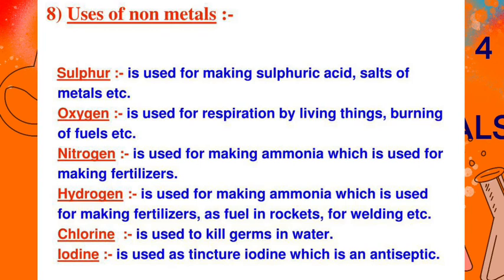Now some uses of non-metals. Sulfur is used for making sulfuric acid. Oxygen is used for respiration in all living beings. Nitrogen is used for making ammonia, used in fertilizers. Hydrogen is also used for making ammonia used in fertilizers. Then hydrogen is also used as fuel in rockets and used for welding. Chlorine is used for killing germs, and iodine is used as an antiseptic, as you all know.